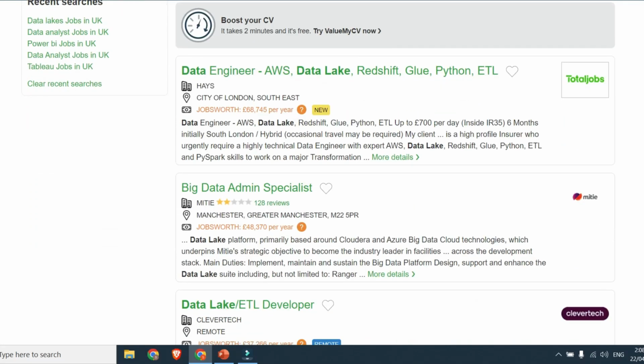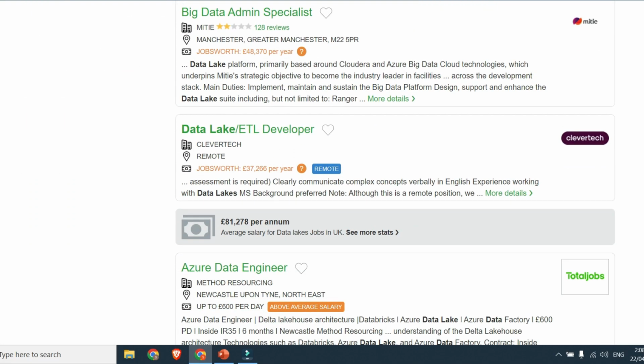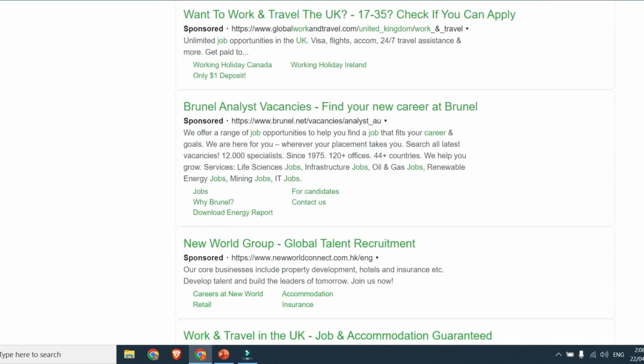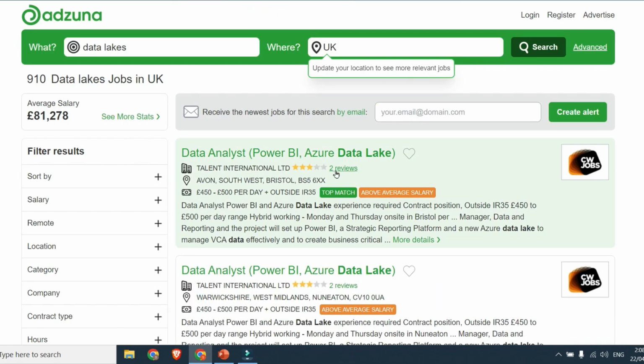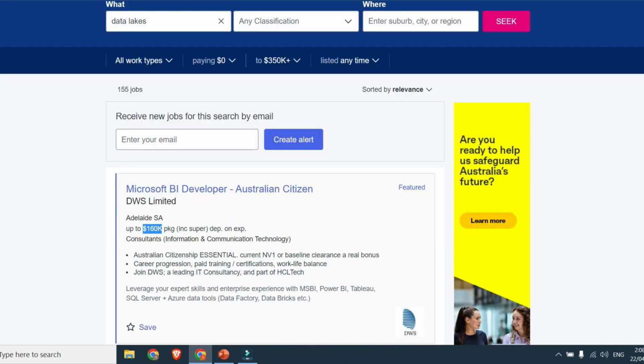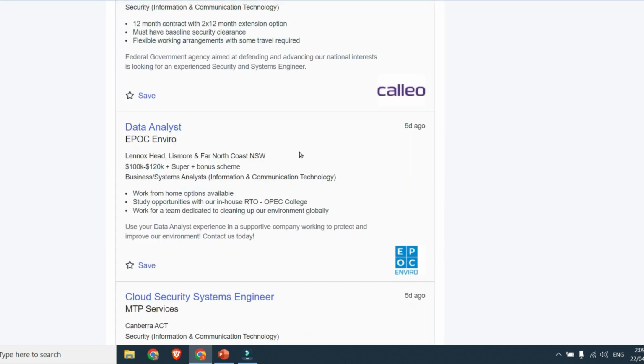There is just tons of demand for data lake. And you can see here that it's leaning more towards a data engineer. But, you know, a lot of data analysts start as analysts and then they move to data engineering once they get a lot of experience and really upgrade their skills. So there's just tons of jobs and massive money, massive money. Here's Australia, $160,000 Microsoft BI developer. Here's a data analyst role, $120,000.